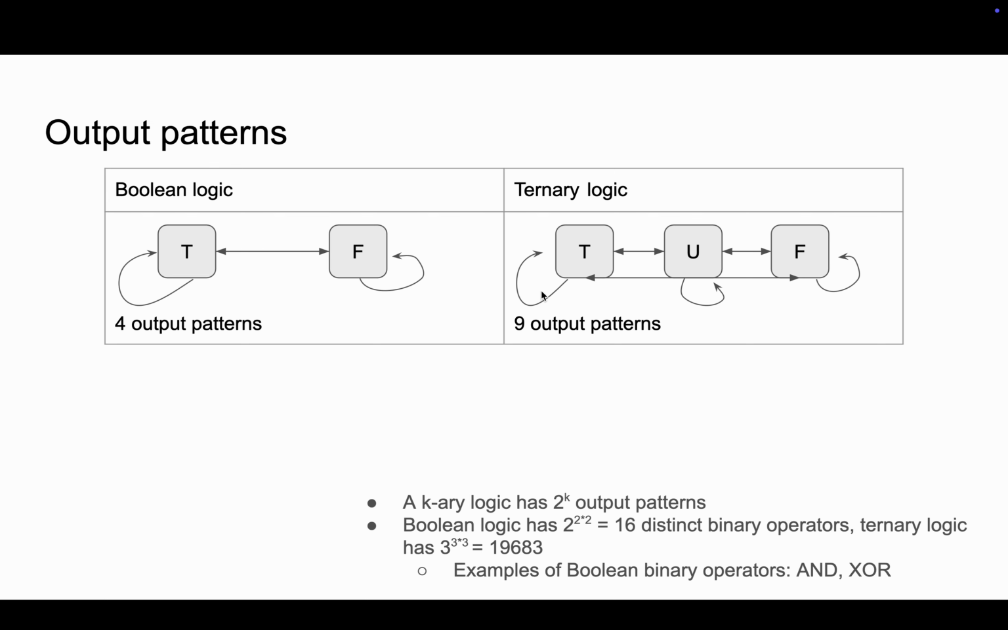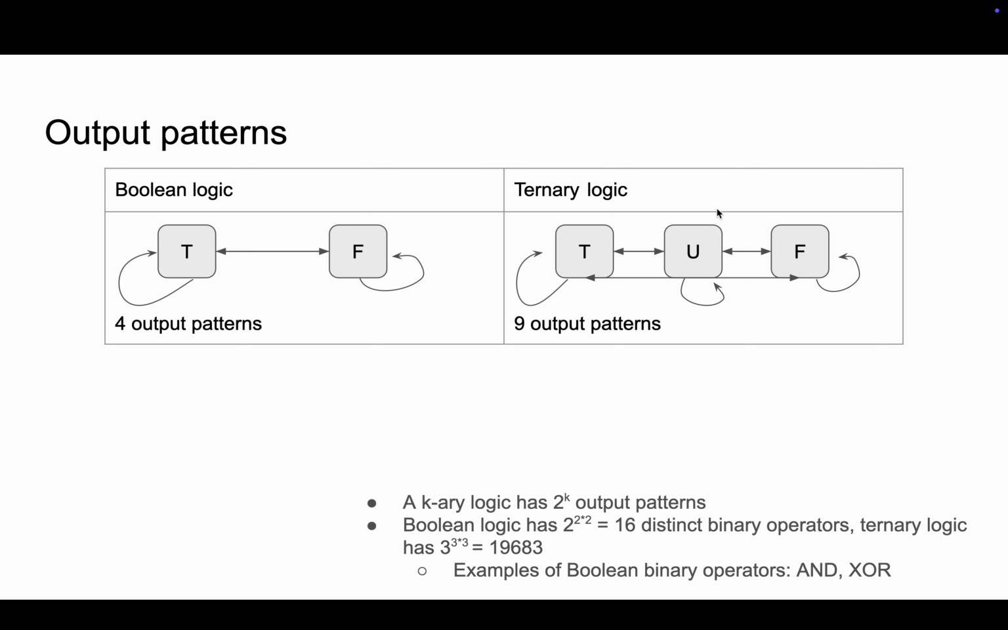An output pattern essentially refers to a map from one truth value to the other. For example, one of the output patterns, as shown here, is a unidirectional arrow from T to F. This output pattern converts all T's to F's. It converts T to F. That's one output pattern. The second output pattern is F to T. The third output pattern is F to F. And the fourth output pattern is T to T. So Boolean logic has 4 output patterns.